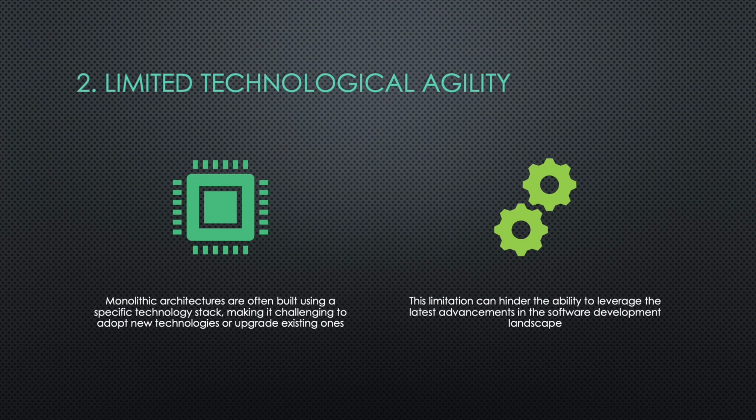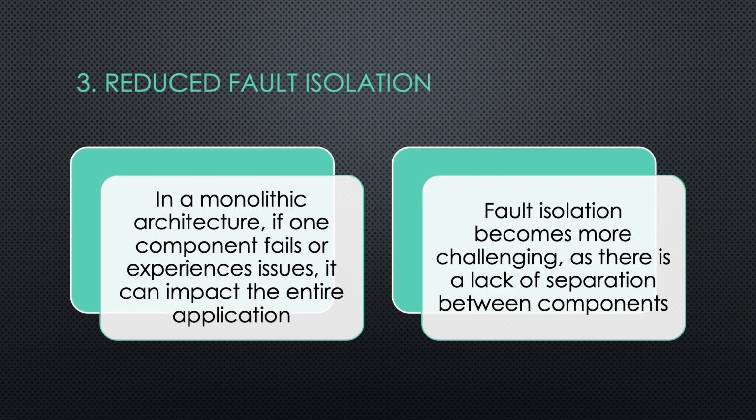Monolithic architectures are often built using a specific technology stack, making it challenging to adopt new technologies or upgrade existing ones. This limitation can hinder the ability to leverage the latest advancements in the software development landscape. 3. Reduced fault isolation. In a monolithic architecture, if one component fails or experiences issues, it can impact the entire application. Fault isolation becomes more challenging, as there is a lack of separation between components.